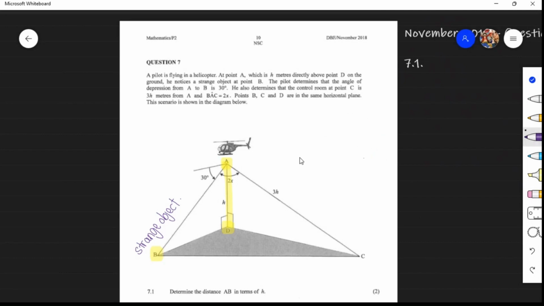Now, there's an angle of depreciation of 30 degrees, so that is this angle over here, it's 30 degrees. He also determines that the control room at point C is 3h meters from A. So the distance from A to C is 3h. So our side AC is 3h, and our side AD is h meters. And this is our control room at point C.